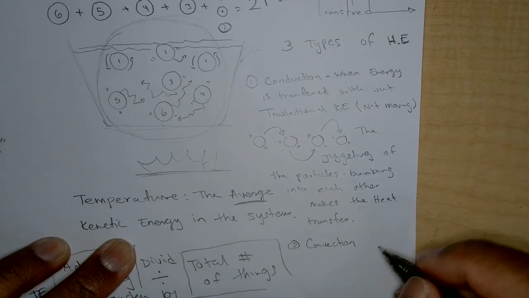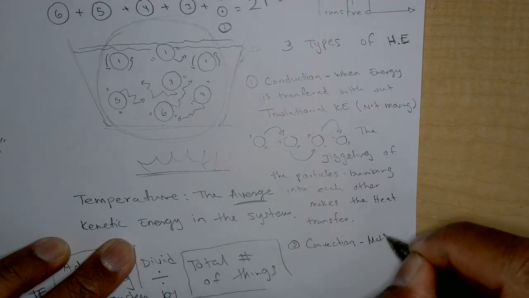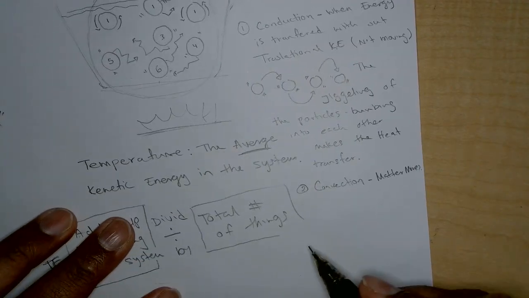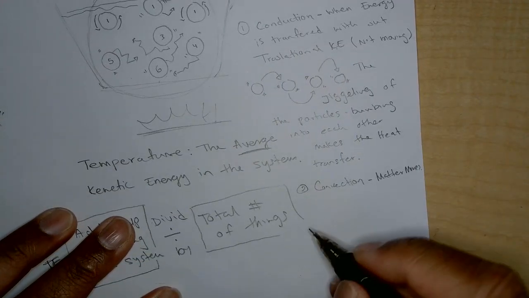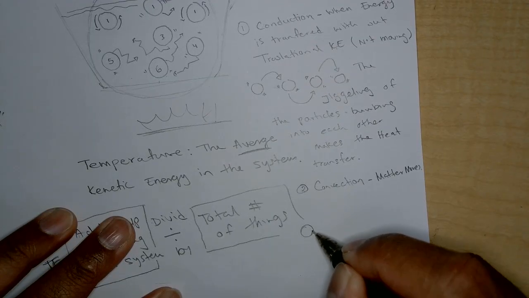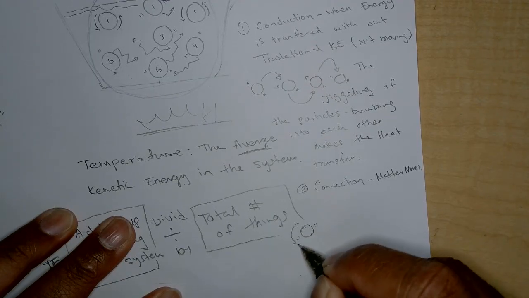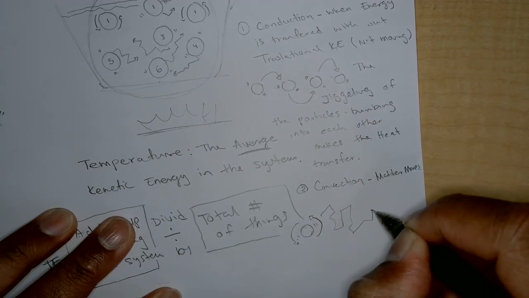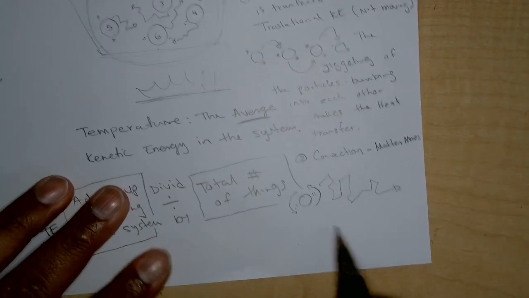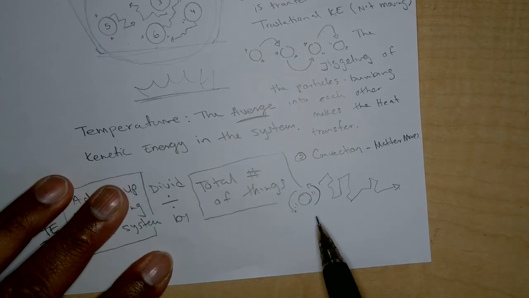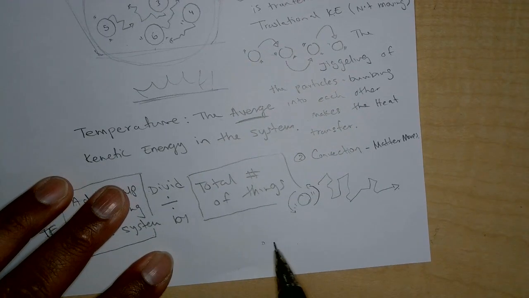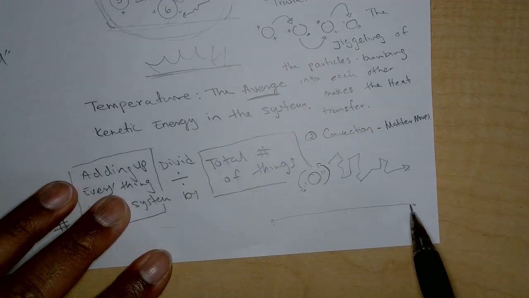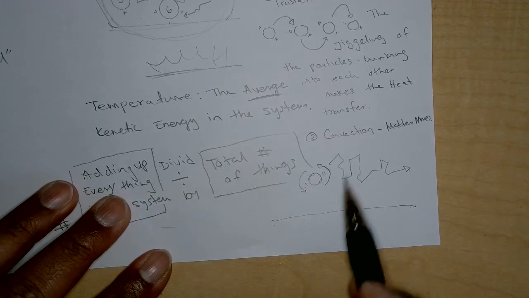Convection is when matter moves. Matter moves. So let's say we have a particle. It's jiggling, it's rotating, and it's also moving. If this high energy molecule or particle moves from here to here, the heat goes from this area to this area. And that's called convection.